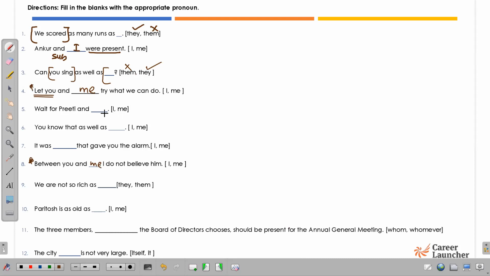Wait for Preeti and me. Why? Because who's the subject? You wait for Preeti. You is not declared, but you wait for Preeti and me. So Preeti and I both are the objects, and therefore I have to use Preeti, using the name, but it's an object of the wait. Who has to receive the wait? You receive the wait of who as an object? Preeti and me.